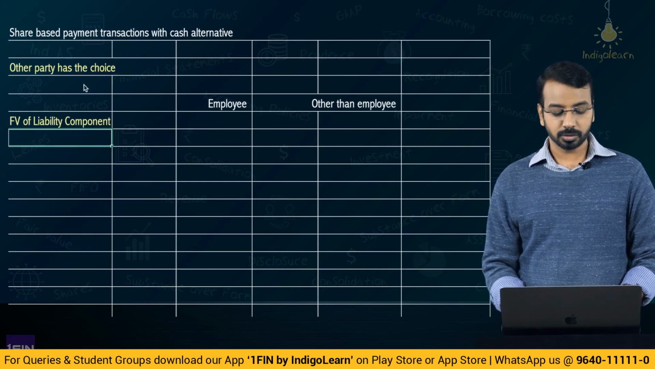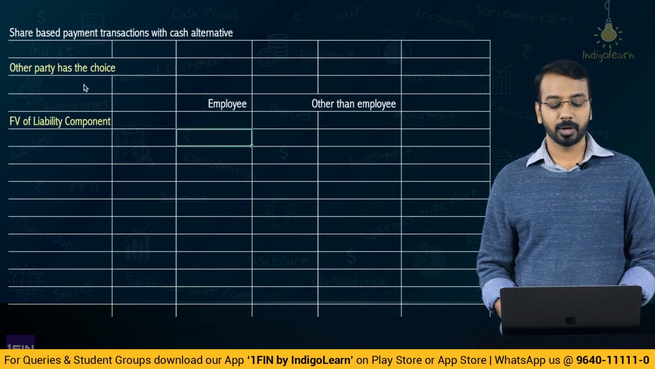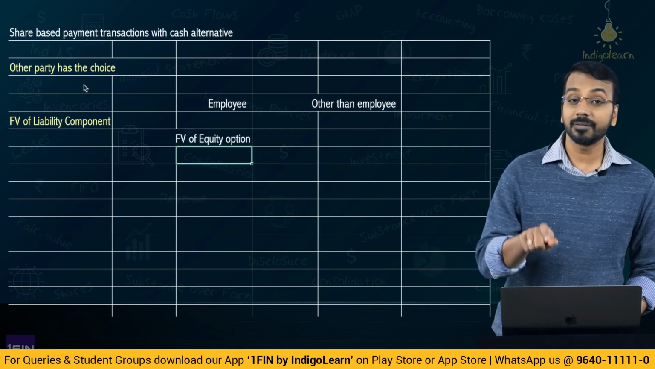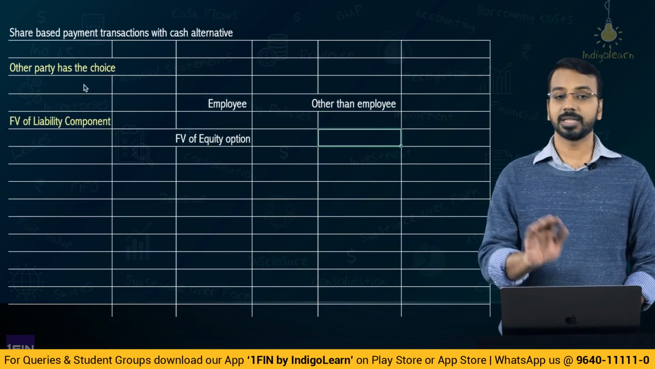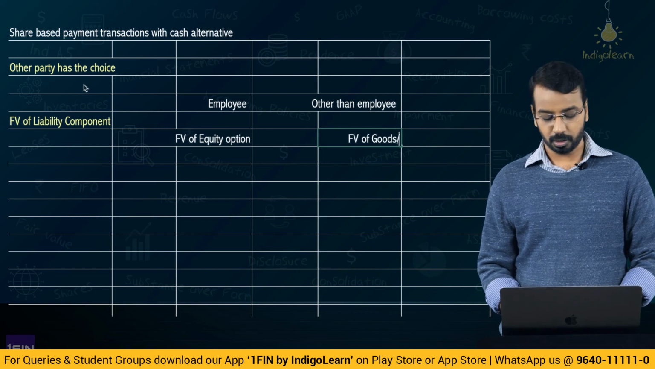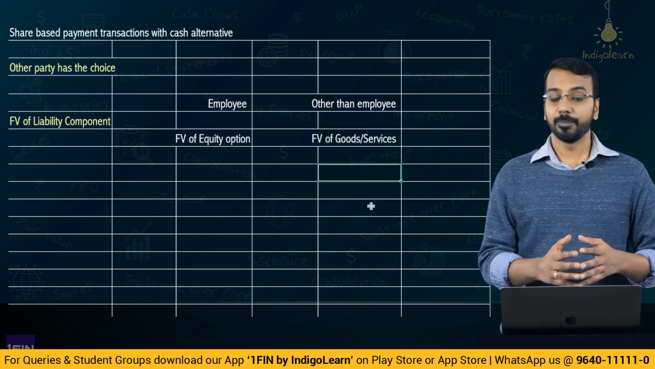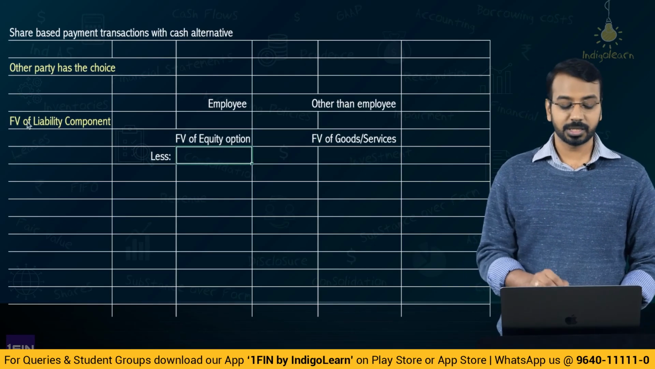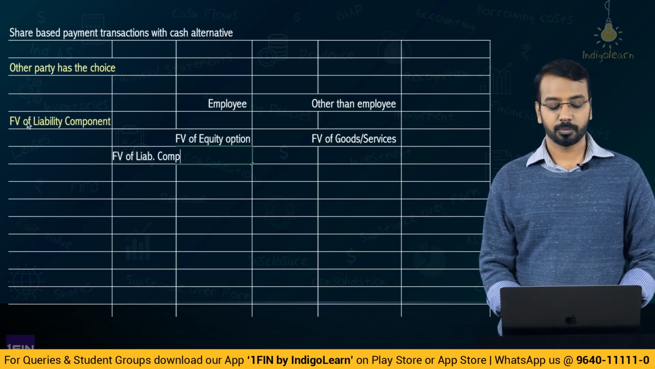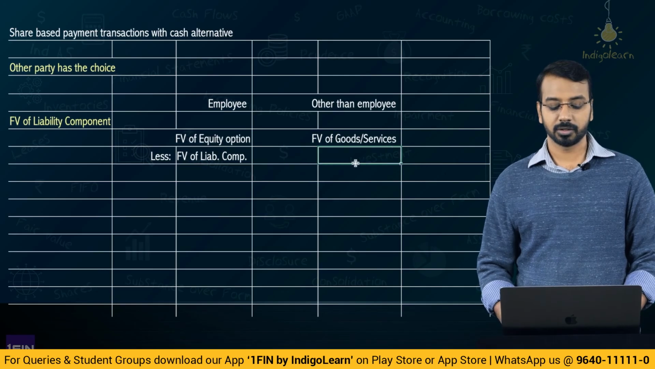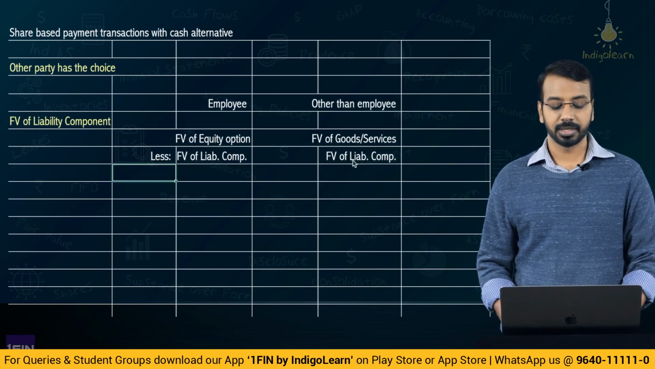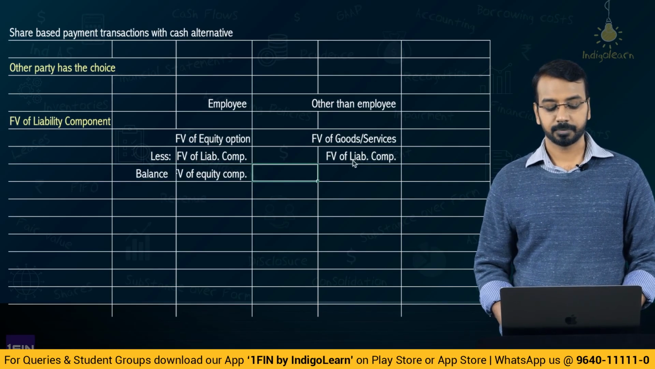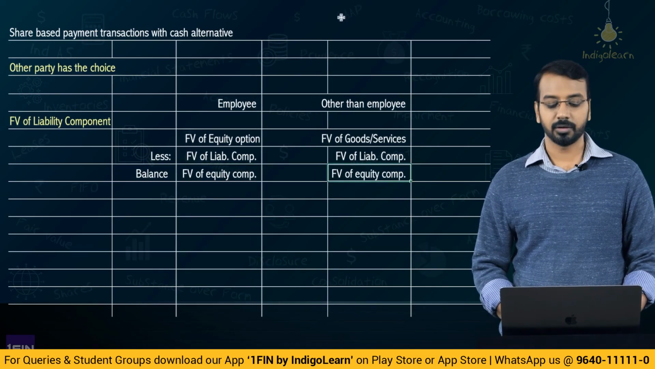Then you also need to determine, in case of employees, the fair value of the equity option. So you are determining the total fair value of the equity option, and in case of other than employee, you will determine the fair value of goods or services. So for employee you will determine the fair value of equity option, for other than employee you will determine the fair value of goods and services. From this you will deduct the fair value of the liability component, whatever you have computed here. So again here also you will deduct the fair value of the liability component. The balance will be the fair value of the equity component.